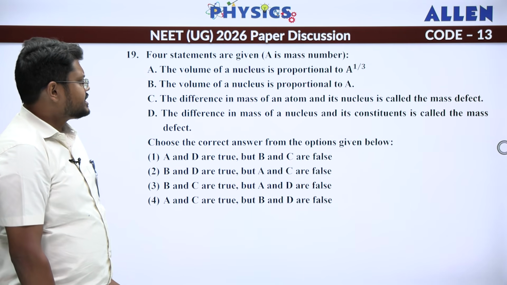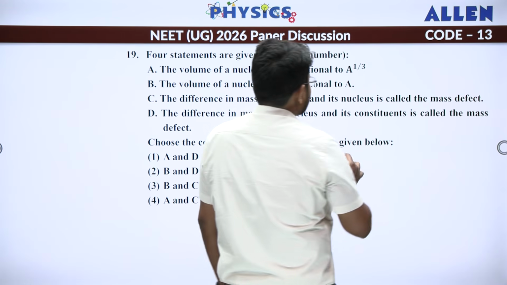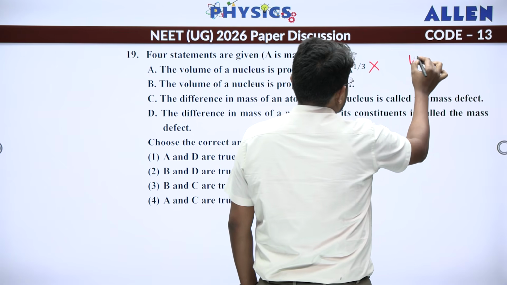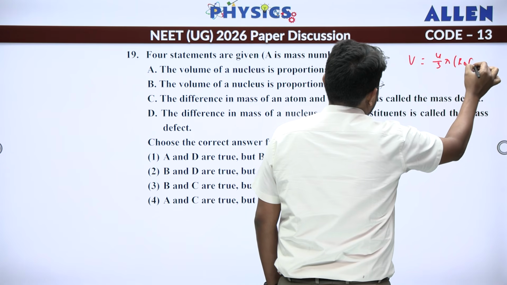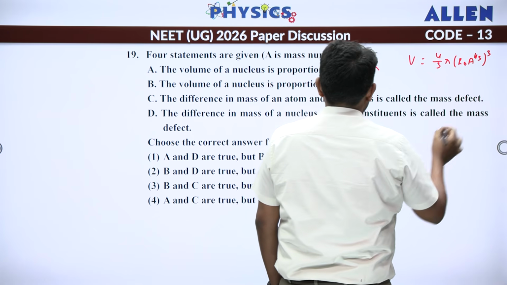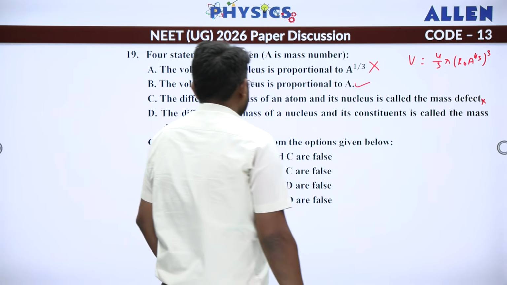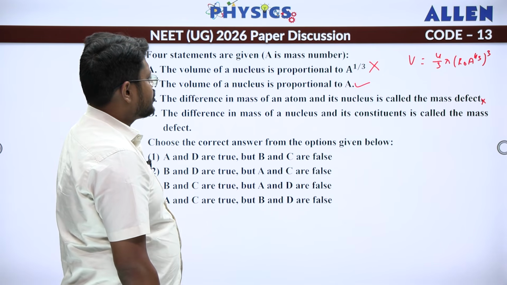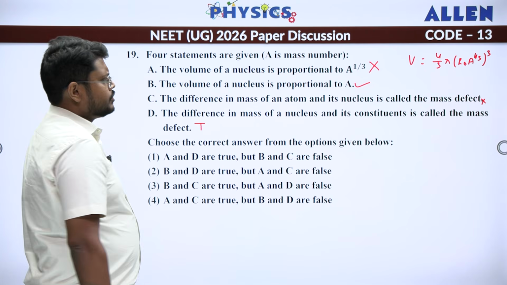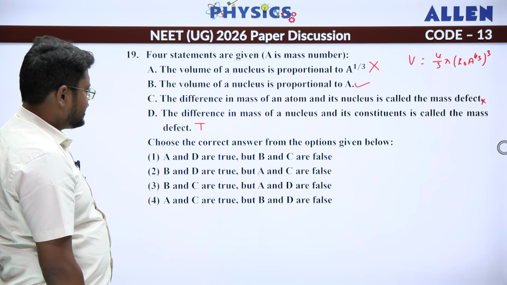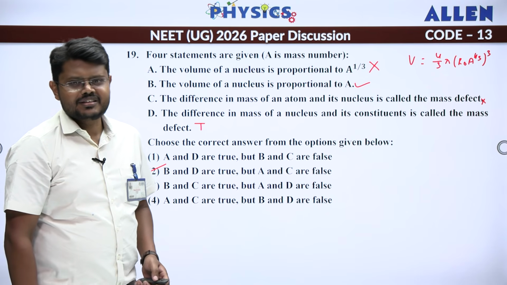Next question, 4 statements are given here. We have to answer the correct one. Volume is proportional to A to the power 1 by 3. That is wrong, because volume equals 4 by 3 pi r cube, and R is r naught A to the power 1 by 3, whole cube. So it is proportional to A. So this is correct. Now again this is a wrong statement. That is not the definition of mass defect. Difference in the mass of nucleus and its constituents is called mass defect. So this is true. So B and D are correct and A and C are false. So for this, second option is the correct answer.